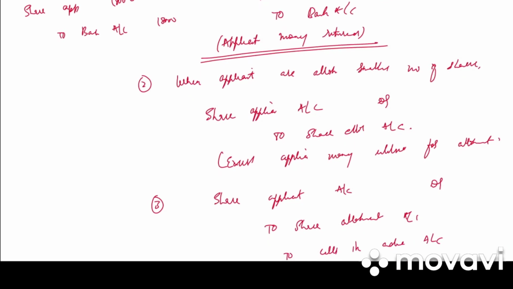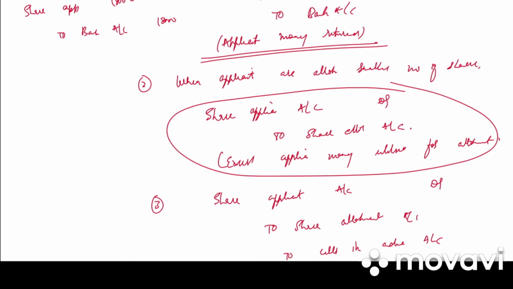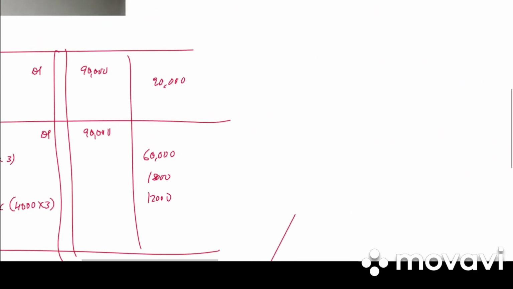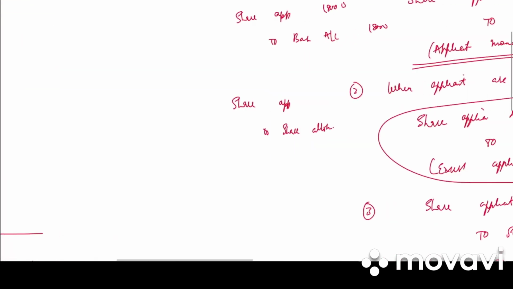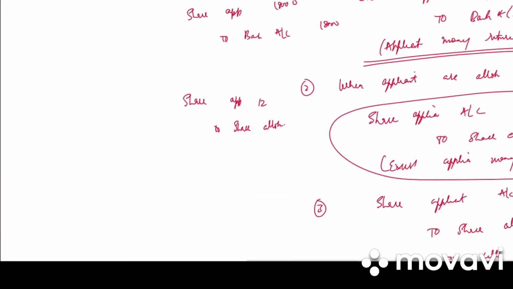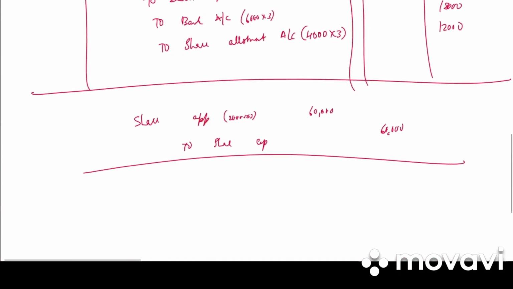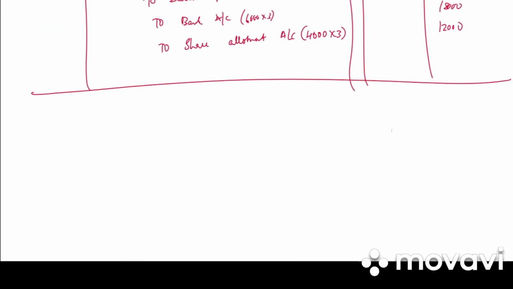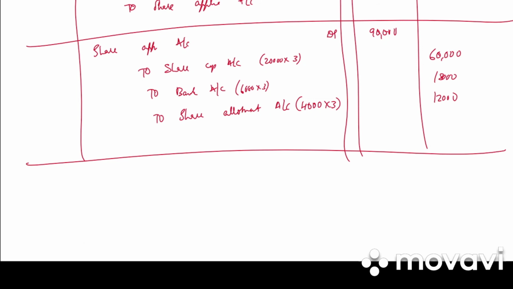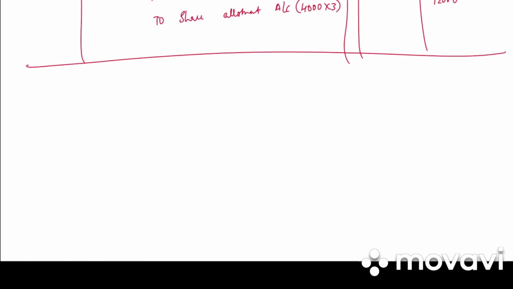And then they have said when applicants are allotted a smaller number of shares, we transfer the excess to allotment. So the entry would be share application to share allotment account, correct? 6,000 are returned, 20,000 are issued by the company. How much is remaining? Excess is 4,000, which they transfer to allotment. So it would have been 4,000 into 3, 12,000. So instead of writing 3 separate journal entries, I did a combined journal entry, that is share application account to share capital account, to bank account, to share allotment account.